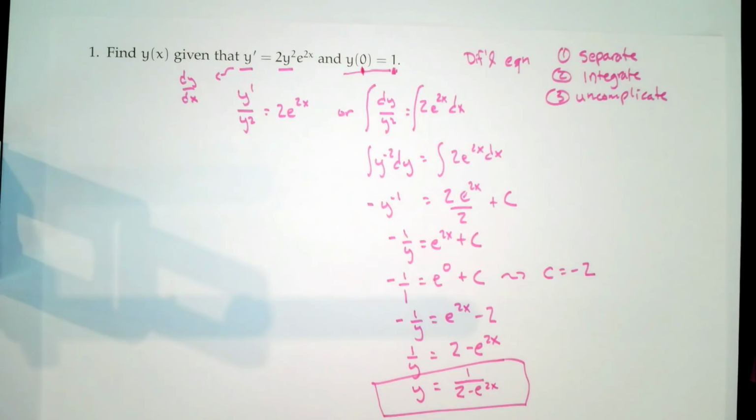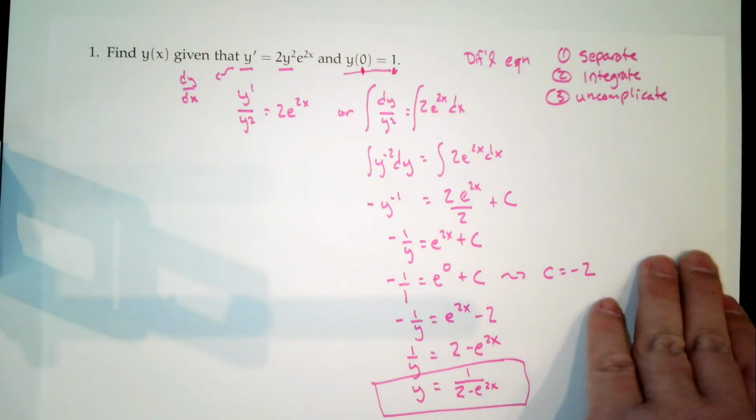And we're done, because we found y. It's right there: 1 over 2 minus e to the 2x. Okay, so if you see a separable differential equation, just remember: separate, integrate, uncomplicate. Now, sometimes they'll have you do different things. So look at your quiz problems from quiz 12. There are some examples of things that you might do with separable differential equations.